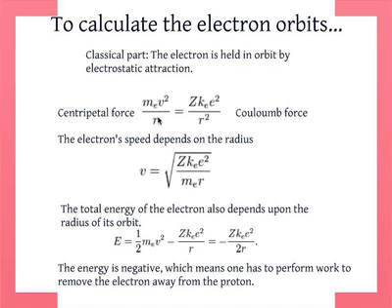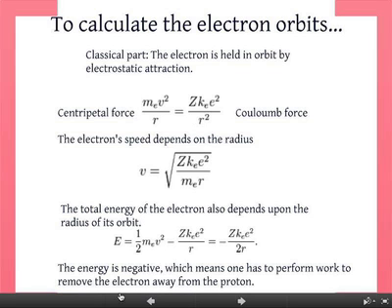These are just the two forces, the centripetal force and the electrostatic attraction. Remember, the centripetal force is trying to pull the electron out. It's like if you take a string attached to a ball and swing it in a circle, it's trying to escape. So you can solve this equation and calculate the electron speed, the velocity, which becomes the square root of Z k_e e squared over m_e r. The total energy of the electron also depends on the radius of its orbit.